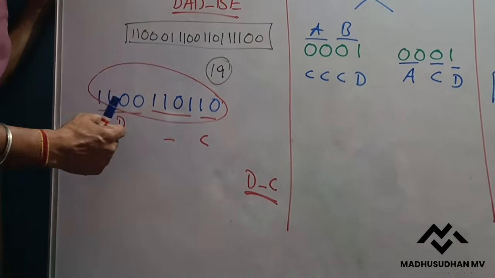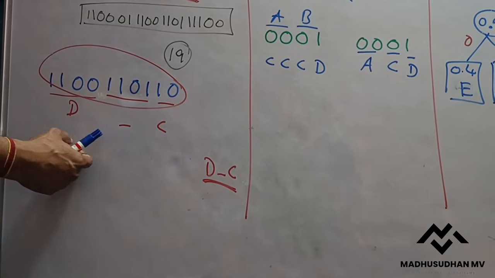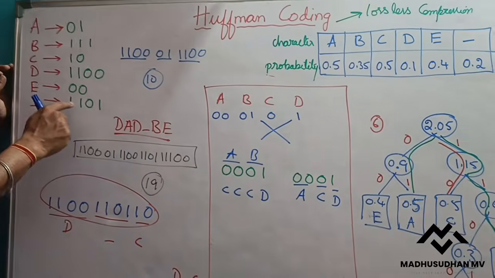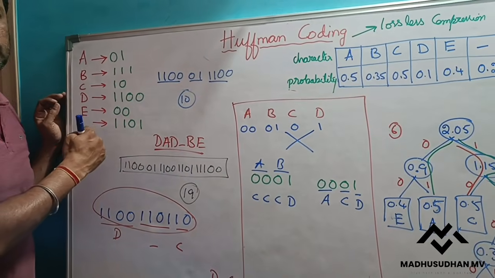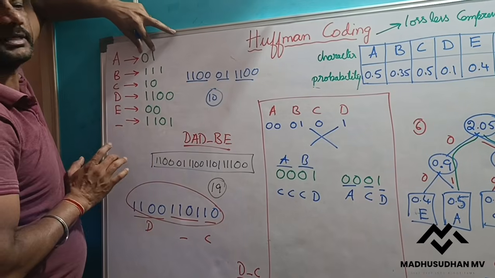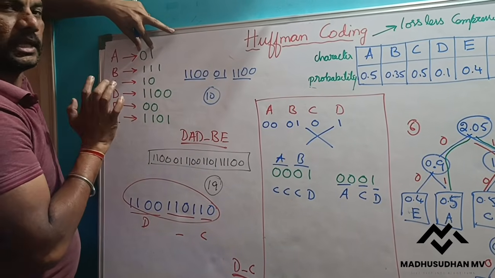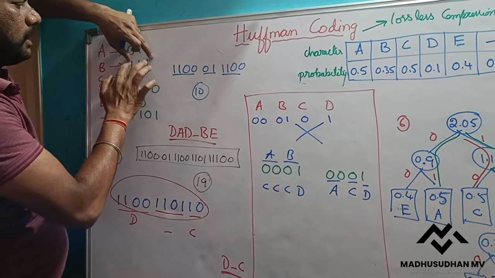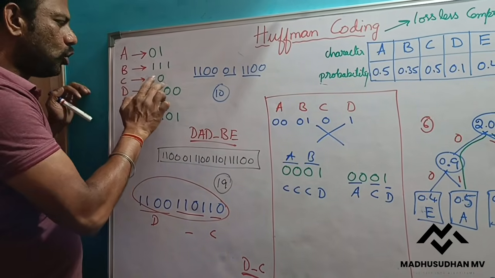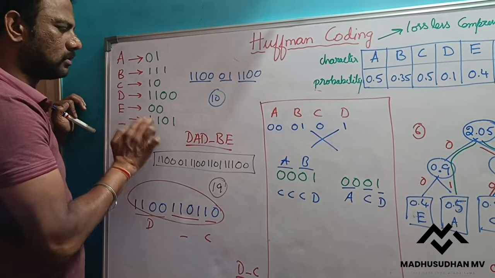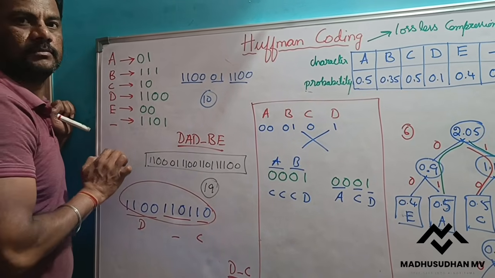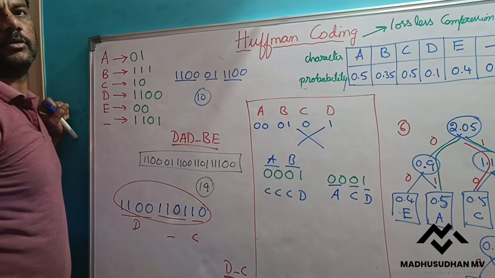In the Huffman code, however, you will always get D underscore C only. You can decode easily. There is no ambiguity because the code assigned to any one character is not the prefix of the other characters. See, 0 1, no other character has 0 1 as a prefix. Similarly triple one is not the prefix of anything. Similarly 1 0 is not there, and 0 0 is not there as a prefix. This is the beauty of Huffman coding.